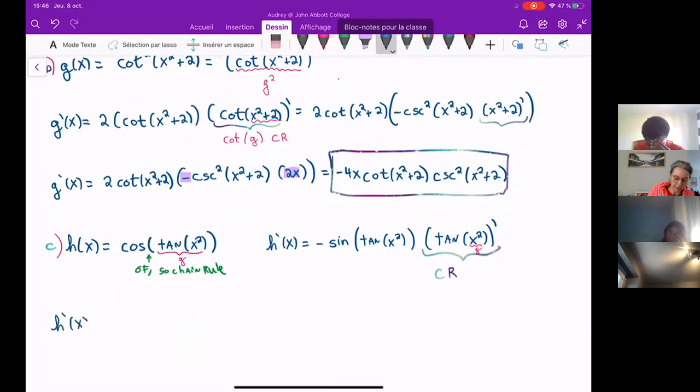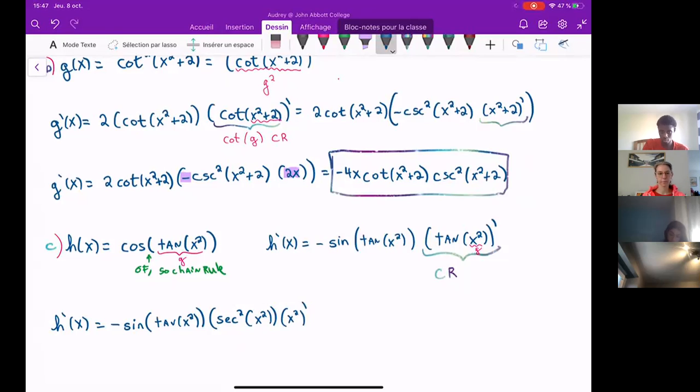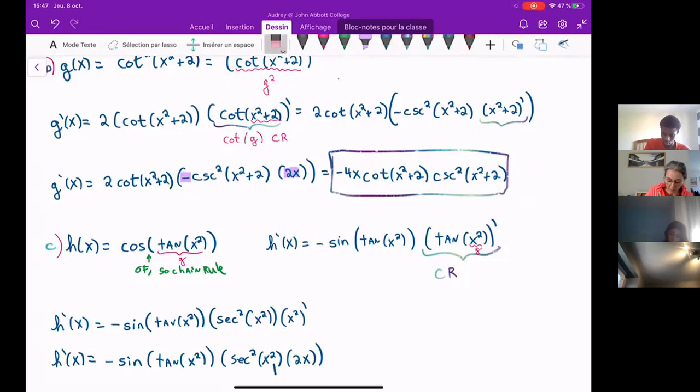So h prime of x is negative sine of tangent of x squared. The derivative of tangent is secant squared. So the tangent gets replaced with secant squared of x squared times the derivative of x squared. And now we are done. The negative sine of tangent of x squared times secant squared of x squared times 2x. And that is my final answer.